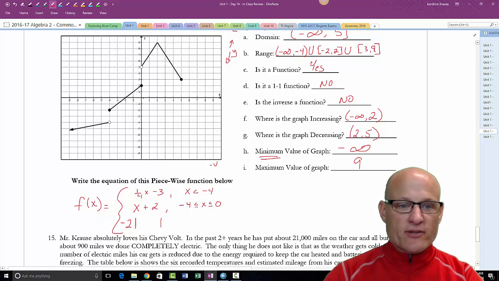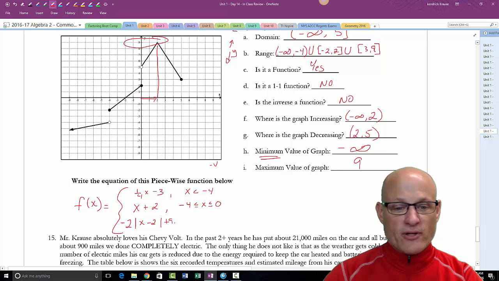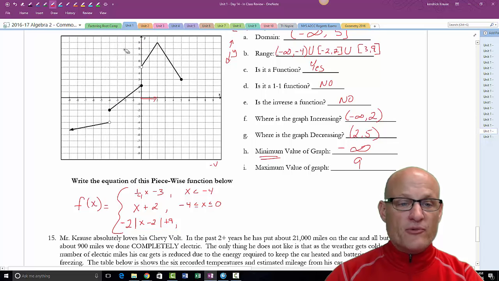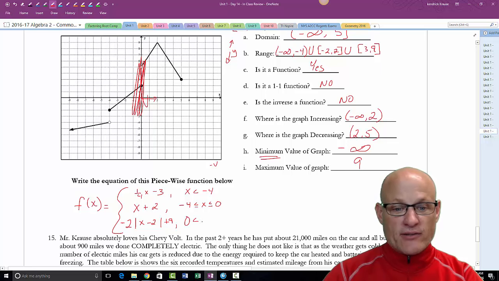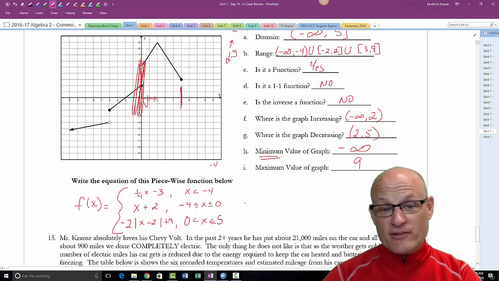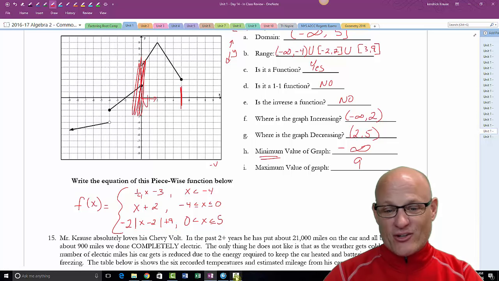Now I have to worry about this vertex. We move to the right 2. Remember, that's backwards. You're not going to put x plus 2, you're going to put x minus 2. And we moved up 9, so plus 9. Hopefully you got that one right. And that one, we're only graphing from x equals 0, not including that, less than x, less than or equal to 5. Not an easy problem, kids. I hope you did okay on it. Not bad, though.